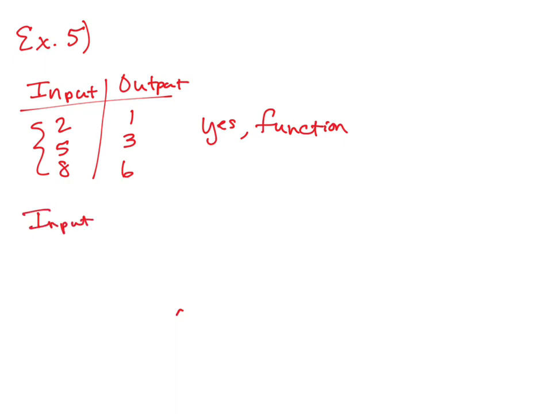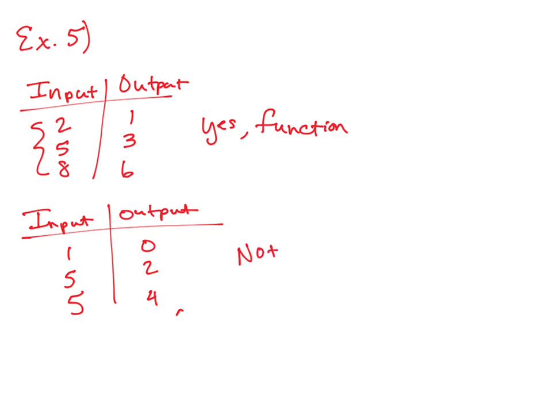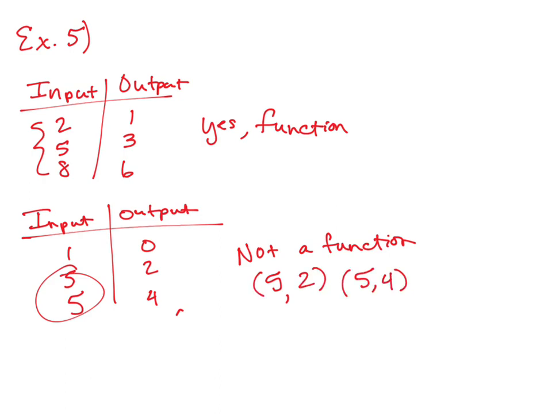Input, output. Let's do 1 and 5, and 5 and 0, and 2 and 4. Is this a function or not a function? Not a function, because the input 5 has 2 outputs. If I were looking at that as ordered pairs, I would have 5, 2 and 5, 4. And that can't happen. I cannot have 2 outputs for the same input. 5 repeats. Cool?